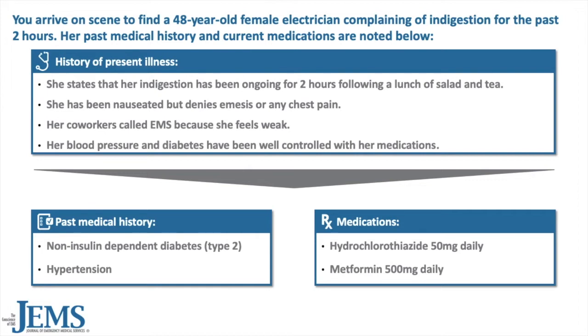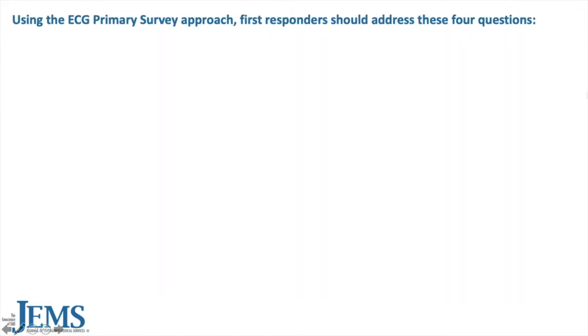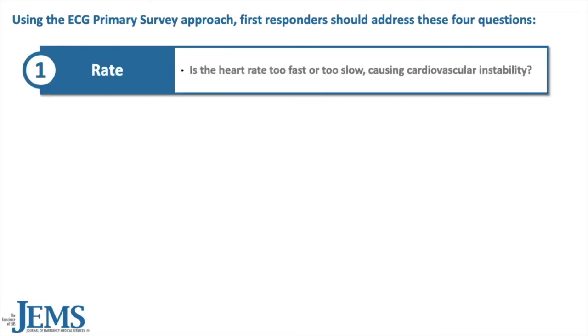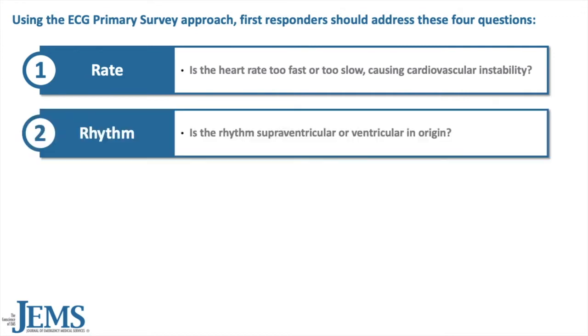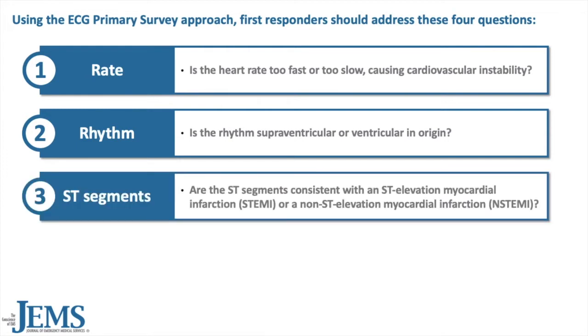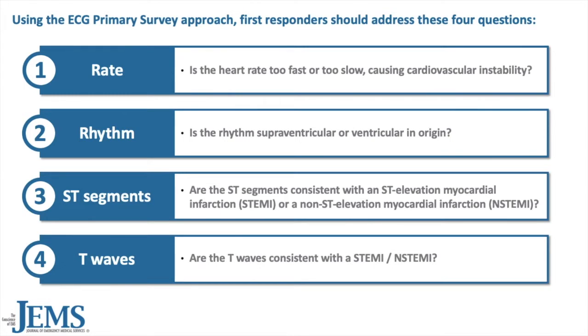review the primary survey approach to interpretation. We use the primary survey approach as an organized approach to ECG interpretation, wherein we seek to answer these 4 questions. Is the heart rate too fast or too slow, causing cardiovascular instability? Is the rhythm supraventricular or ventricular in origin? Are the ST segments consistent with an ST elevation myocardial infarction, STEMI, or a non-ST elevation myocardial infarction, NSTEMI? And are the T waves consistent with STEMI or NSTEMI? With this in mind, let's take a look at this patient's ECG.